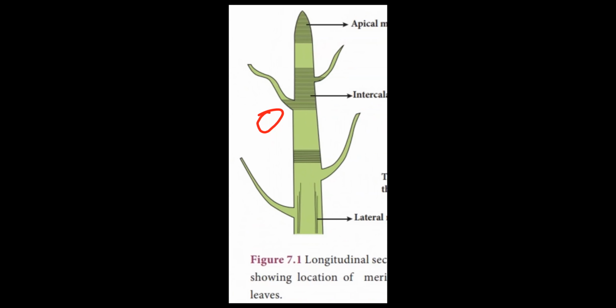This one is particularly identified as intercalary meristem. Let me explain with another picture. See, look at this one. The leaf base. It can be here, here, here, here. Wherever there is a leaf base in a grass, in that region it has a meristematic tissue, which is called intercalary meristem.